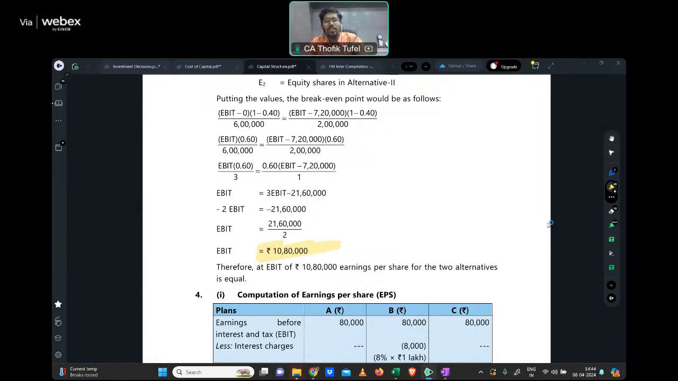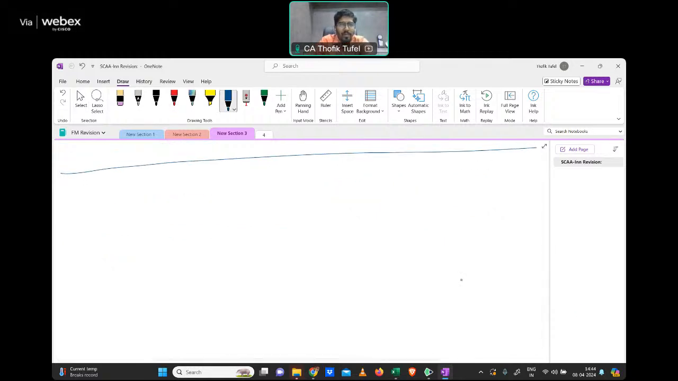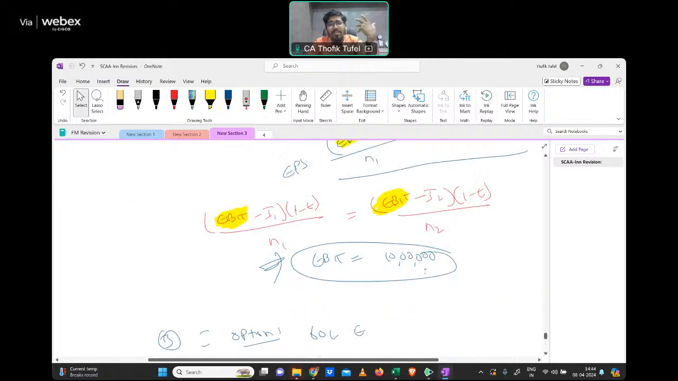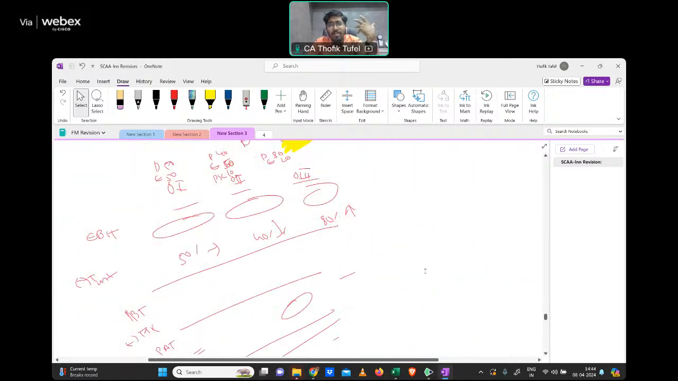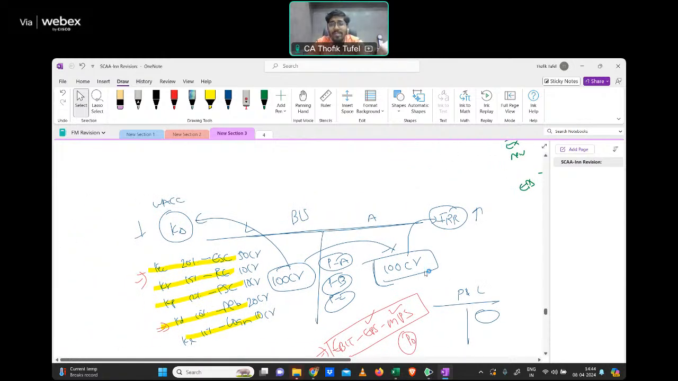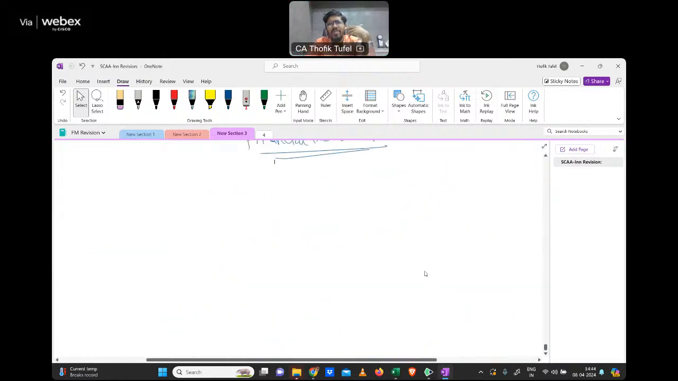Now let us go into the next topic, which is called financial break-even. See, all these are very simple topics, but a lot of people ignore these topics when it comes to examination. When someone is asking financial break-even point in the examination, you will be very confused. But all these are very small, easy topics, very easy to calculate.